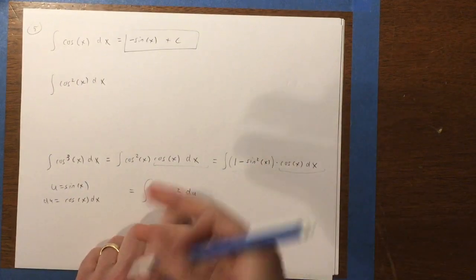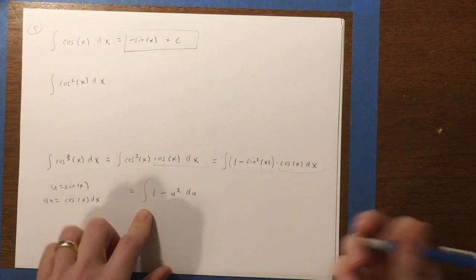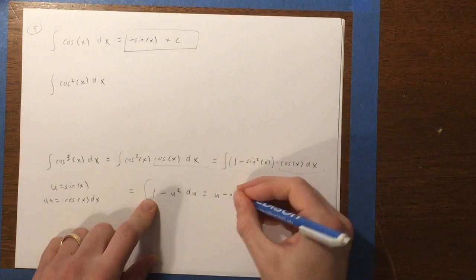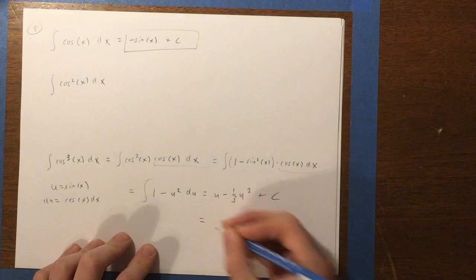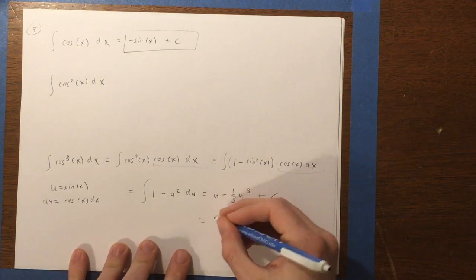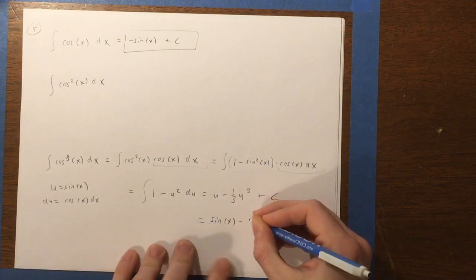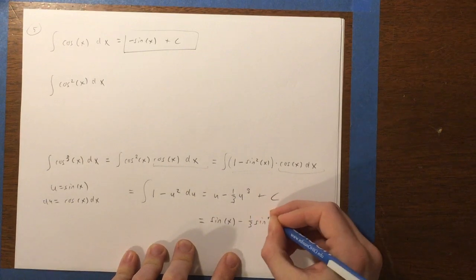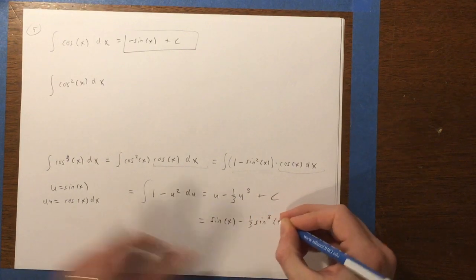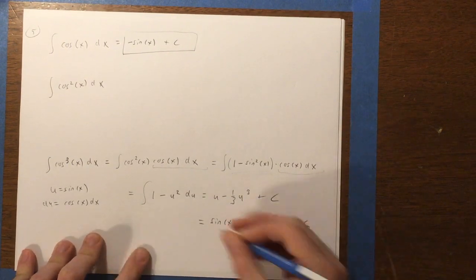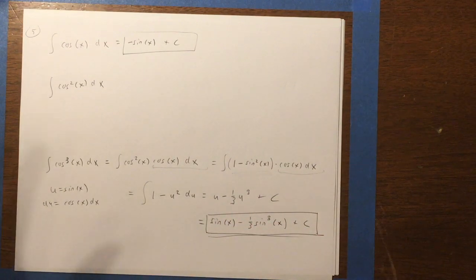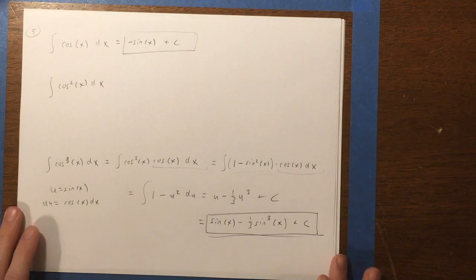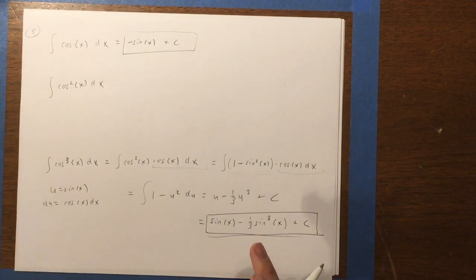And this, we can just solve with the anti-power rule. So this is going to be u minus 1/3 u cubed plus c. So now, undoing the substitution, we get sine x minus 1/3 sine cubed of x plus constant. And that is our antiderivative. There we go.